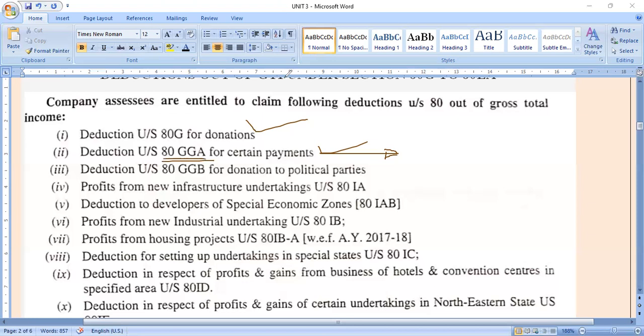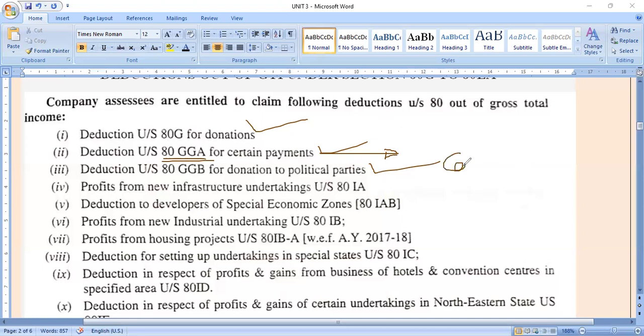Please remember. Then, in the previous classes, I mentioned political parties. Whatever donations are given to political parties are allowed under section 80GGB. Please remember, 80GGB. Any donations that a company assessee makes to political parties are allowed as a deduction under section 80GGB. Yes, did you catch my point? Yes, sir.